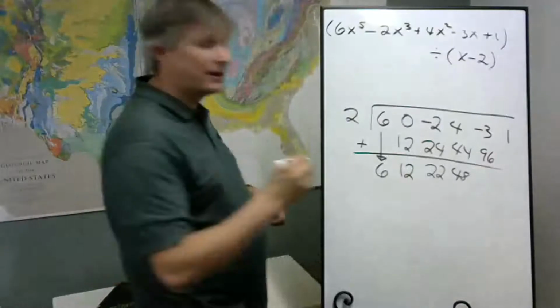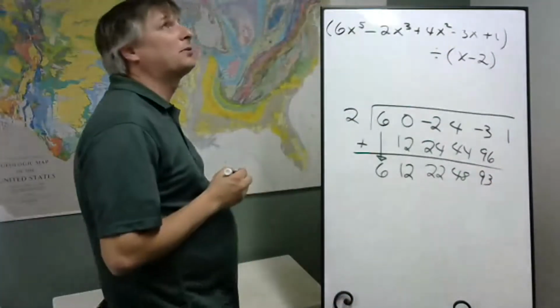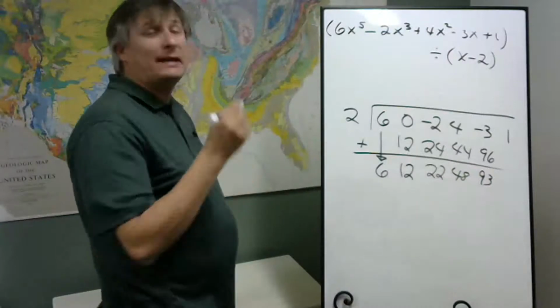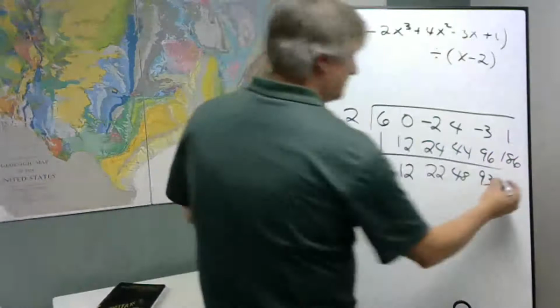96 plus -3 is 93. And finally, 2 times 93, 186. And we get 187.